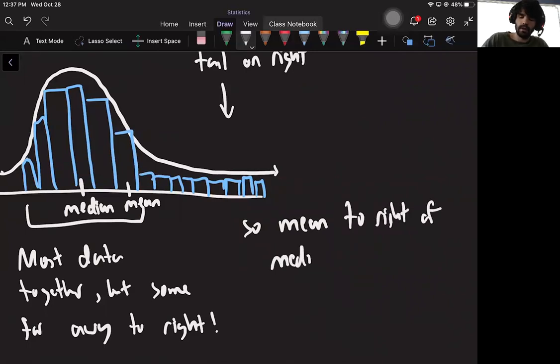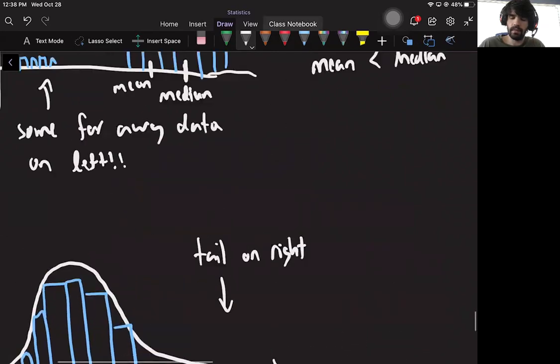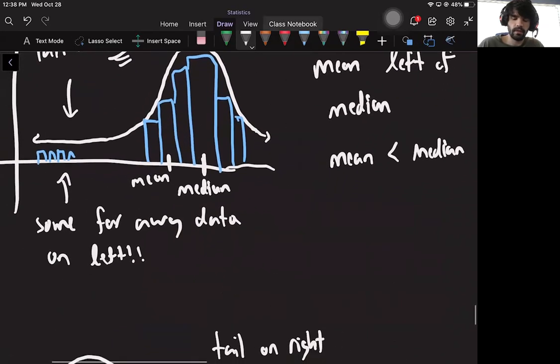of the median. But in very mathy terms, what does that mean? Well, being to the right on a number line means you're bigger. So the mean is much bigger in this situation than the median. Whereas over here, the mean was to the left, so it was smaller than the median.